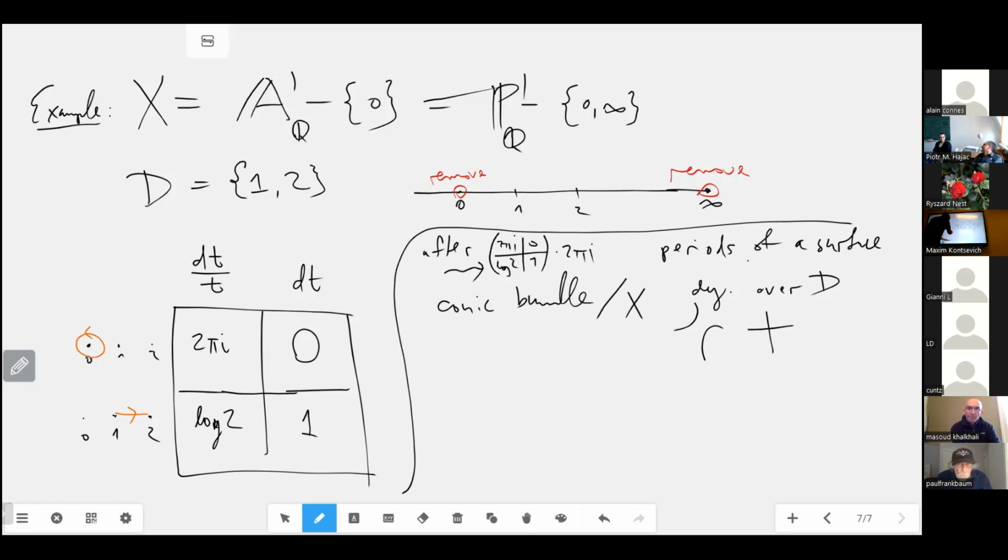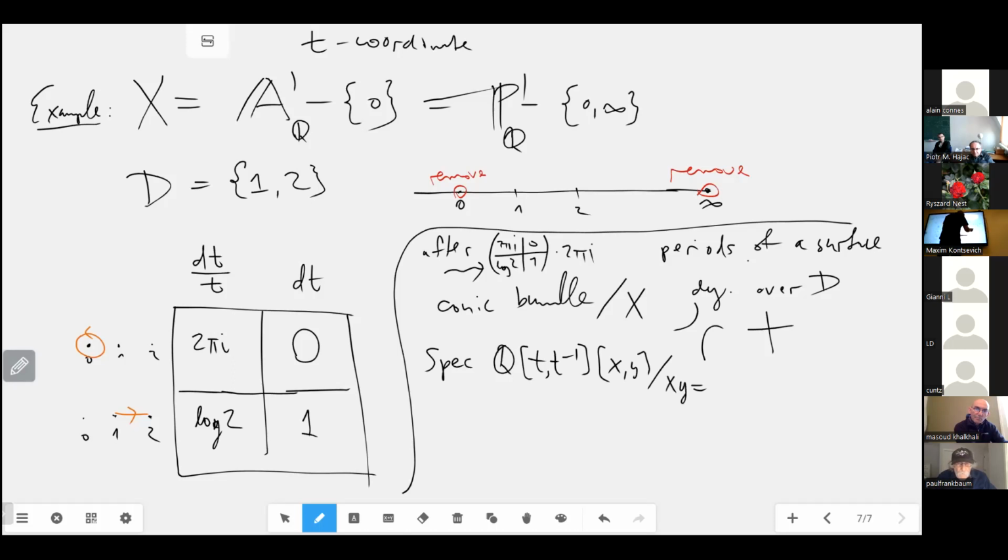So what does it mean algebraically? You can see the spectrum of an algebra. On my variety, let T be a coordinate on X. So you get the algebra of functions on X, polynomials, and also two variables X and Y, auxiliary variables, modulo relations such that we have a hyperbola, which degenerates exactly at my two points. It's a smooth surface.